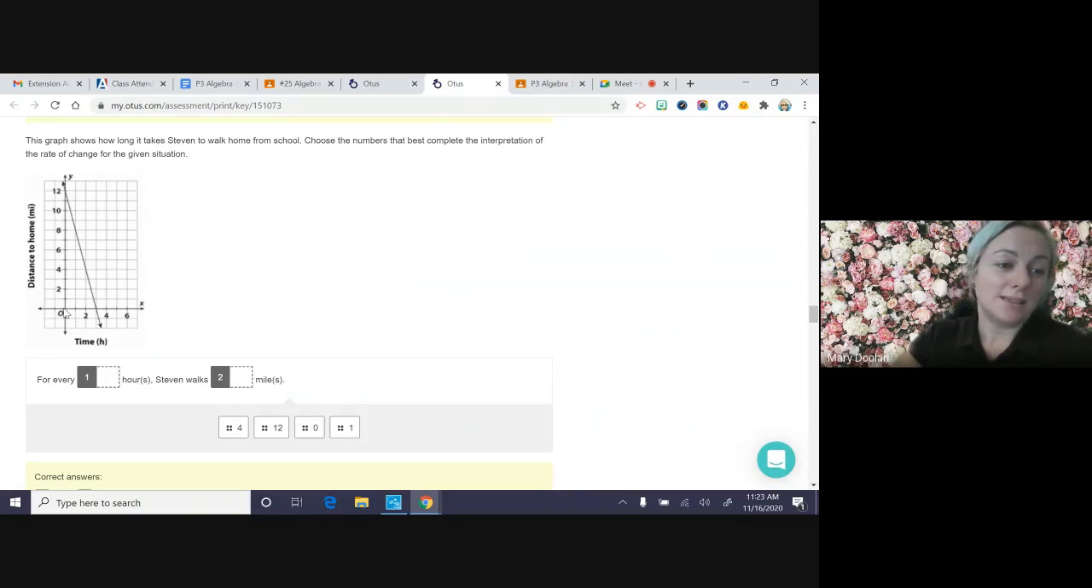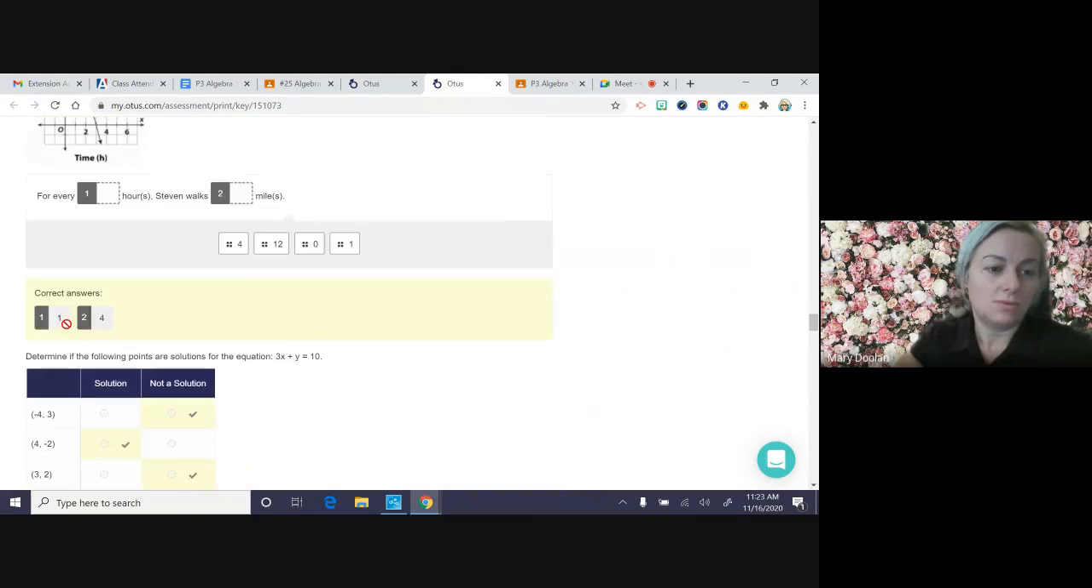And basically, you know, for every 1 hour, how much are you moving? Okay, so from 0 to 1, looks like we went from 12 to 8. So for every 1 hour, you go 4 miles.